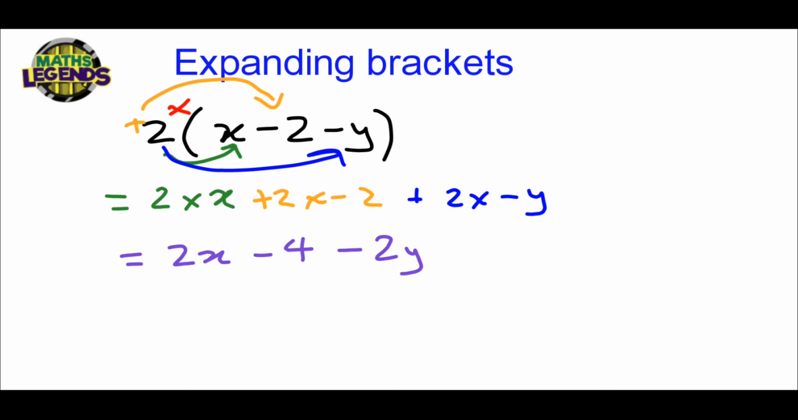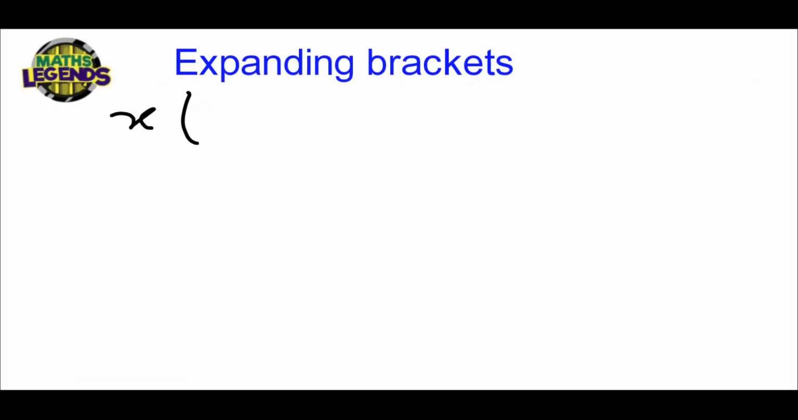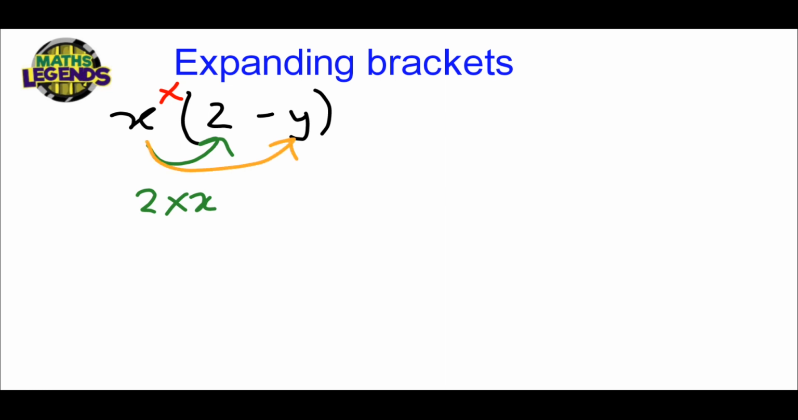So let's look at an example where we don't have a number outside, but a letter. x bracket 2 minus y. So now what's outside the bracket is a letter, so it is still multiplying the bracket. So we need to multiply the x with each term in the bracket. So the first term is 2, so this becomes 2 times x. Notice here, 2 times x or x times 2 is the same. And then we multiply the second term, so it becomes x times minus y, and the x is a positive, so we place a positive here.